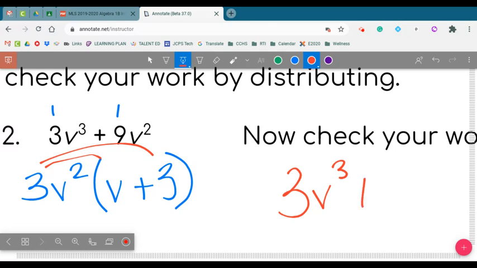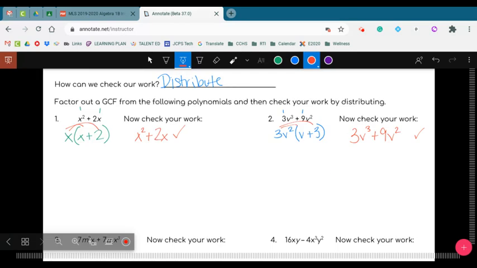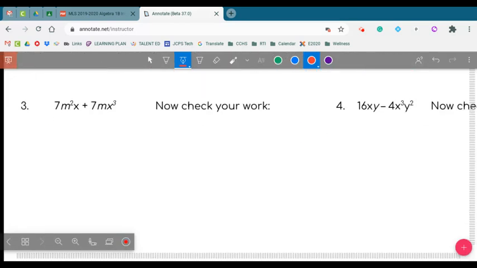3 times 3 is 9. And then you didn't have any v's, but you had the v to the second on the outside, so you just add that on. And that is what I started with, so I'm good. Put the check mark out. There we go. Okay, going down to the next one.